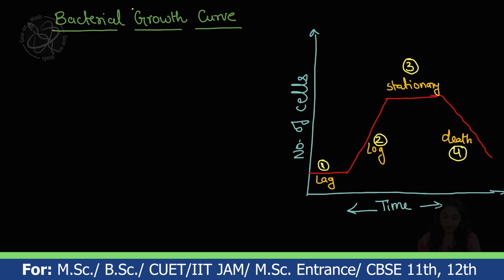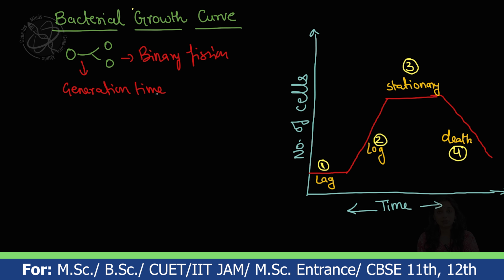Before that, a bacterial cell divides from one single cell into two daughter cells by a process called binary fission. The time duration in between is known as generation time. The time required by a single bacterium to divide into two daughter cells is known as generation time or the doubling time.